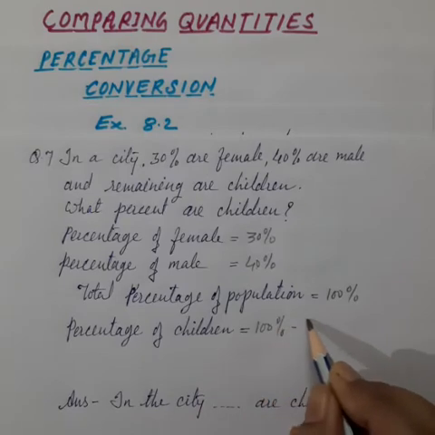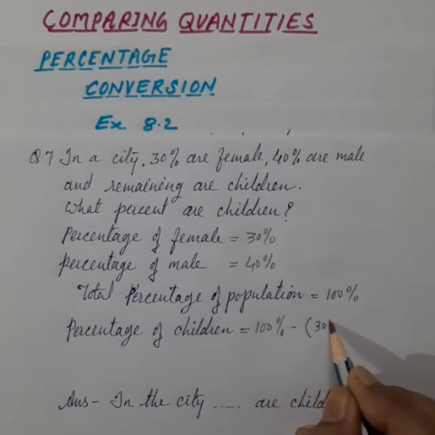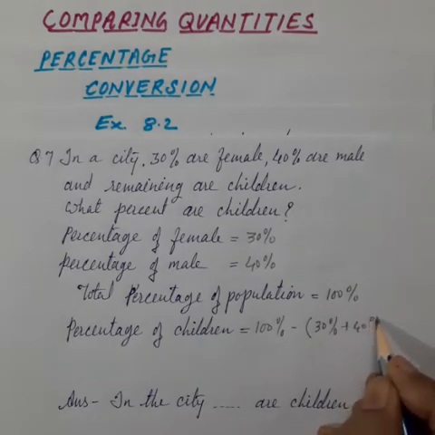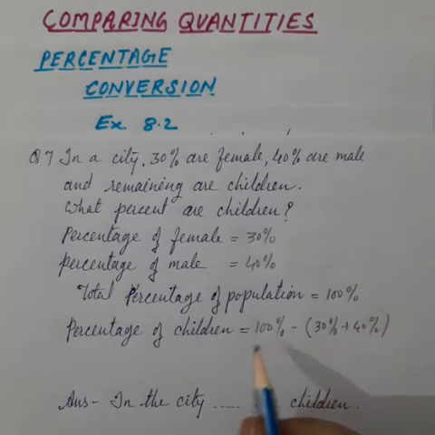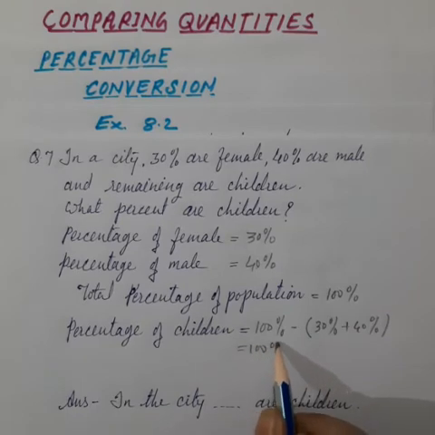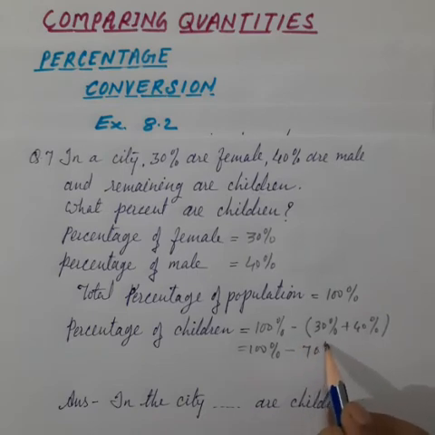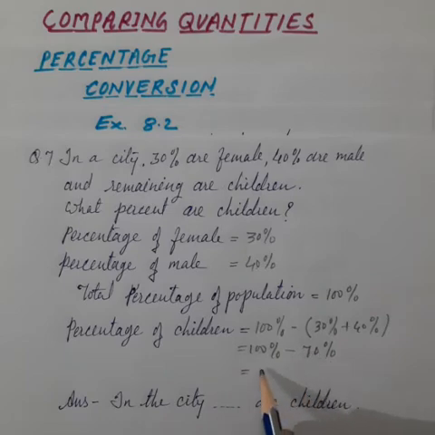So subtract the sum of the percentage of female and percentage of male from 100%. So it is 100% minus. Always we have to solve the bracket first. 30% plus 40% is 70%. And now subtract: 100% minus 70% is 30%. So in the city, 30% are children.